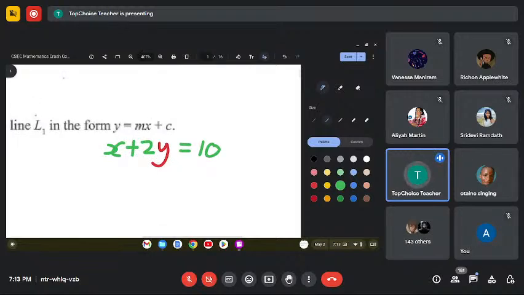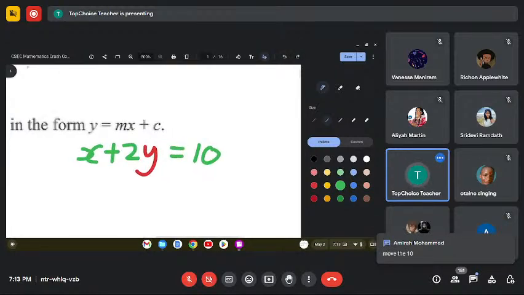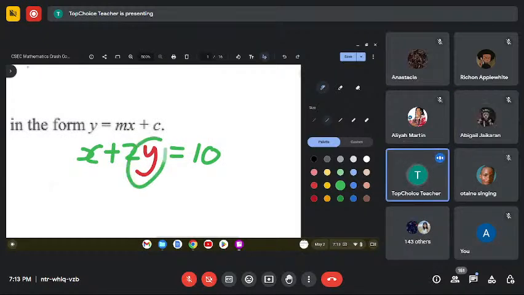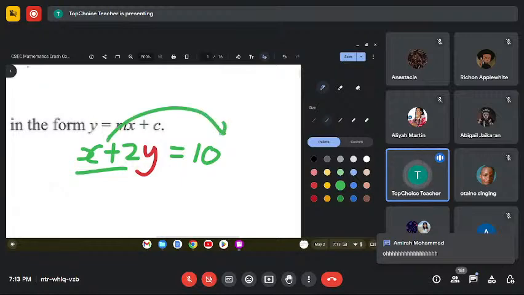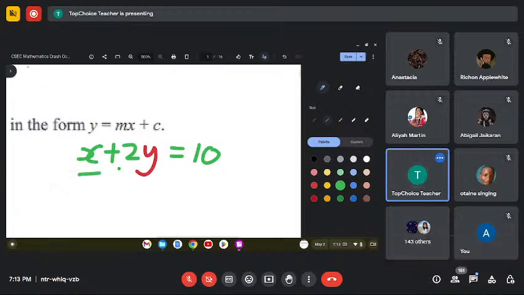Now, what's the easiest thing? Remember, the goal is to get y by itself. But we have other things with y. All of this needs to go. What's the easiest thing right now to move across? We see how we have y here already on this side. I'm going to keep y on this side, and I'm going to move all of these other things across. That's the goal here. So we want to free up the y from this x and this 2.